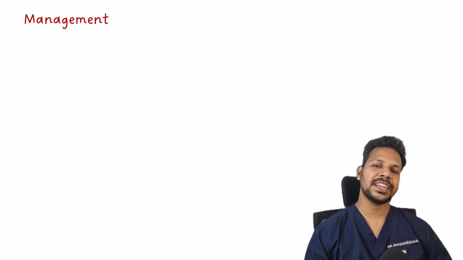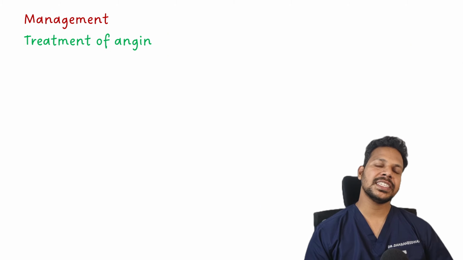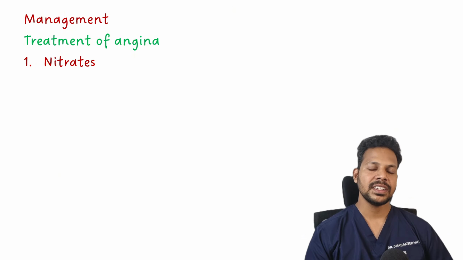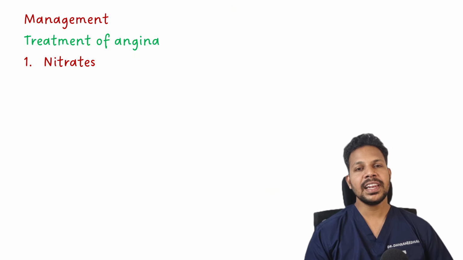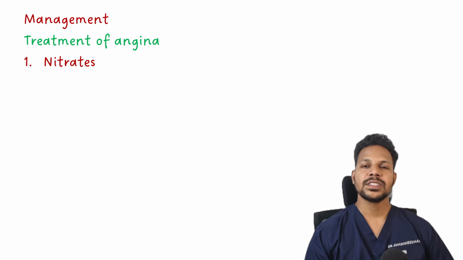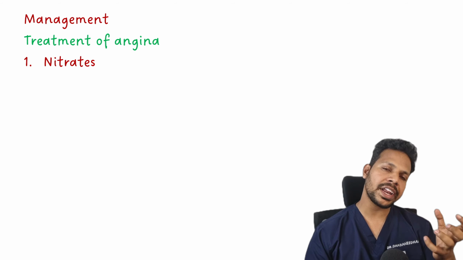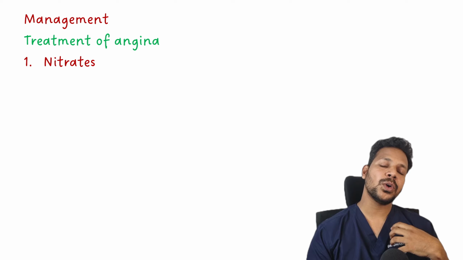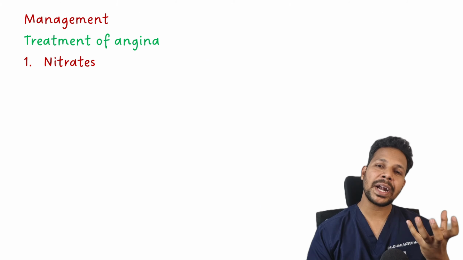Now let's look at the management. The management of angina requires the vasodilators. The most important ones are the nitrates. The nitrates are combined veno and arterial dilators. They'll result in venodilation. So the venodilation will reduce the preload to the heart, and they will also carry out the coronary vasodilatation. Right? So reducing the preload on the heart will reduce the demand on the heart.